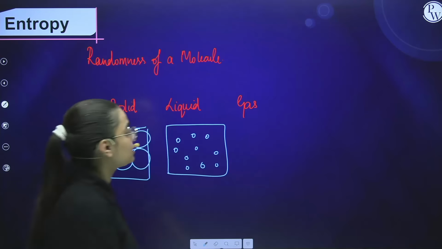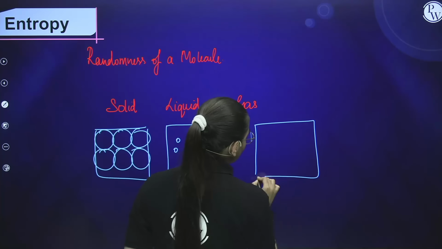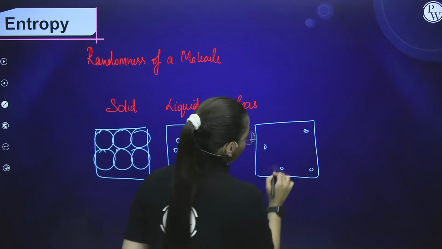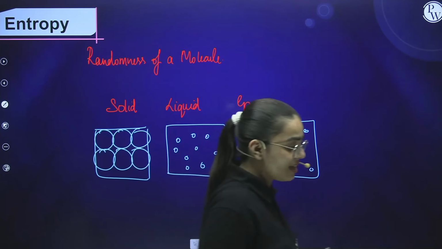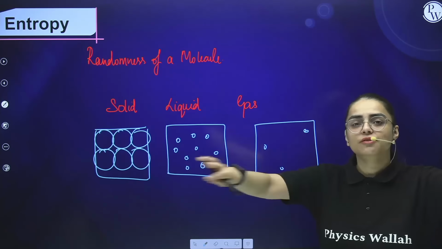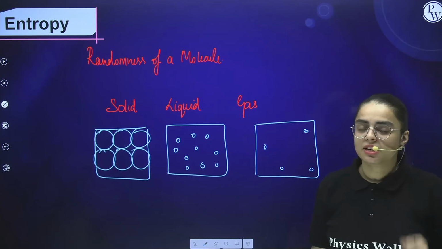But if I talk about the gaseous one, what I'm going to observe over here is that the particles are present at a very far distance. So what do we mean by entropy here? Entropy refers to randomness, the ability of a molecule to move in different directions. This is basically what entropy is.